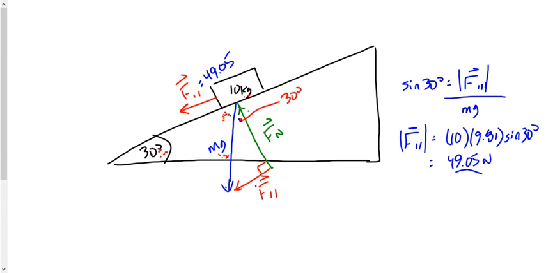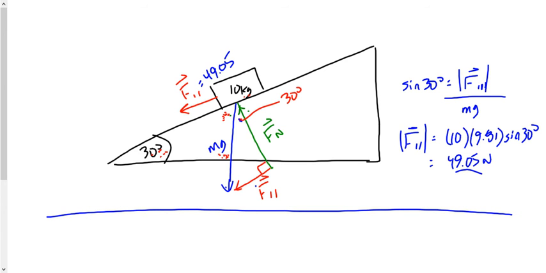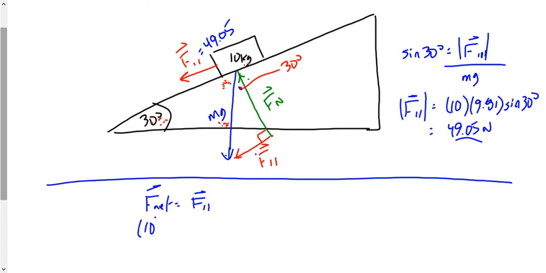All right? Well, now what would we do next? The next part of this is the same as we've done a million times with all of our other force questions. The net force is equal to the sum of the forces. In this case, all we'd have would be F parallel. If we had friction, we'd add that in as well. The net force is 10 times the acceleration. F parallel is 49.05.